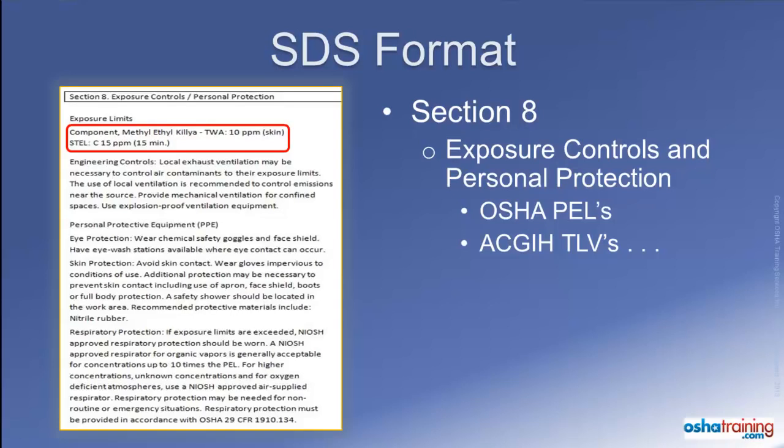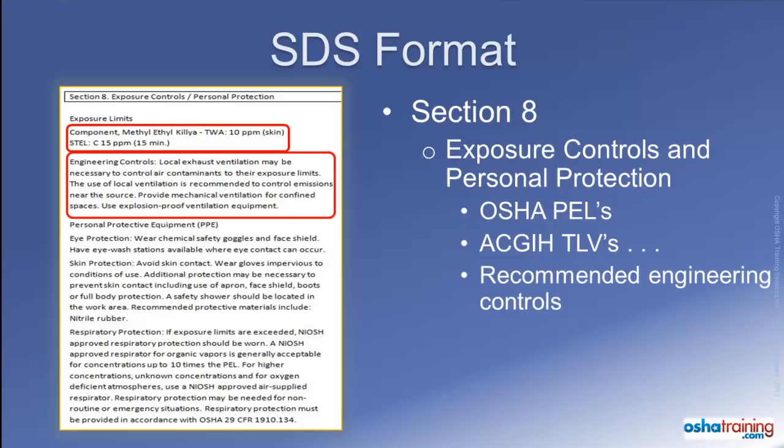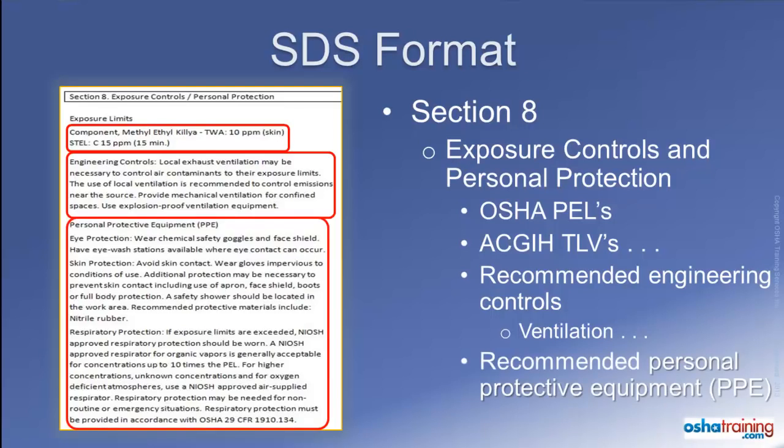This section will also list appropriate engineering controls, where applicable, such as recommendations for exhaust ventilation systems or enclosures to contain emissions. And, of utmost importance, you will find the manufacturer's recommendations for personal protective equipment, or PPE, including any special requirements for providing certain types of PPE, such as respirators, goggles, or gloves.